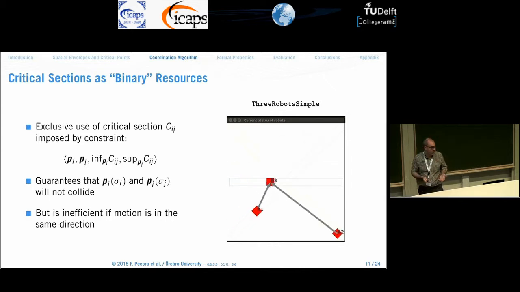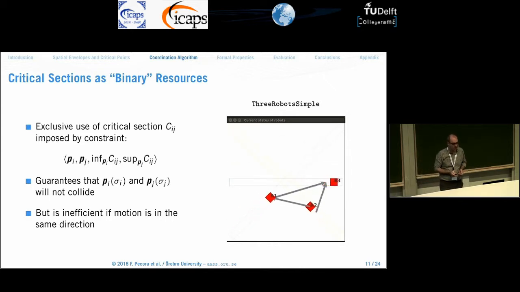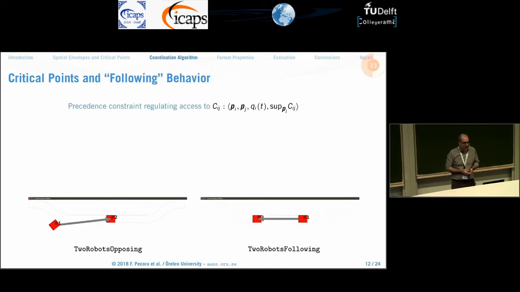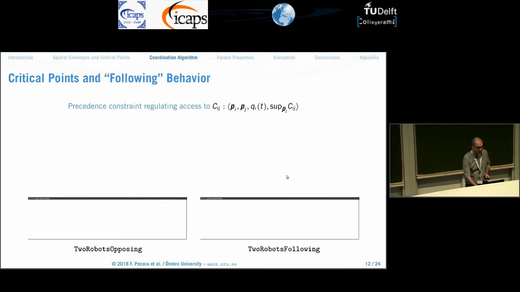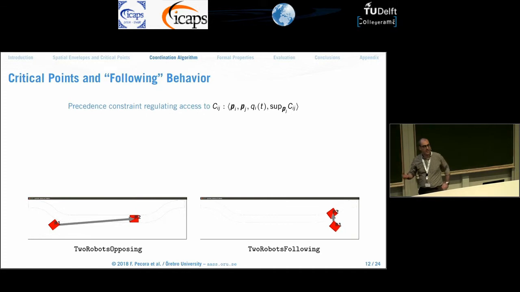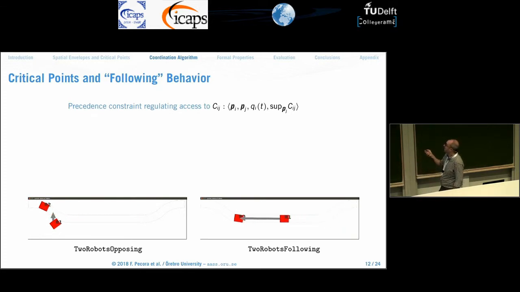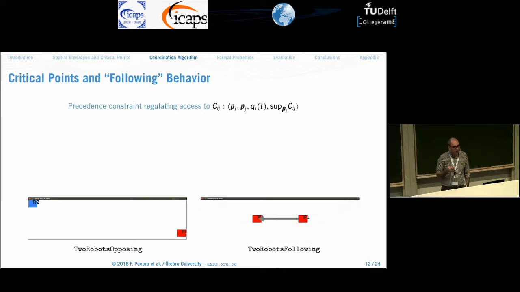However, it is very inefficient if the motion is in the same direction, clearly. Whereas that would be perfectly acceptable in a situation like the one on the bottom left, where the robots are progressing in opposing directions, we would actually like robots to be able to follow each other through a critical section when they're traversing in the same direction. So that is essentially why we define this critical point as a function of time.